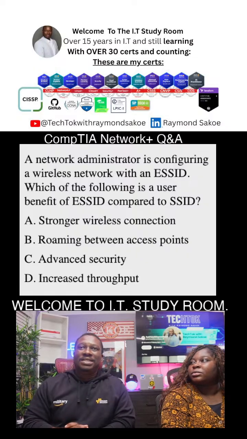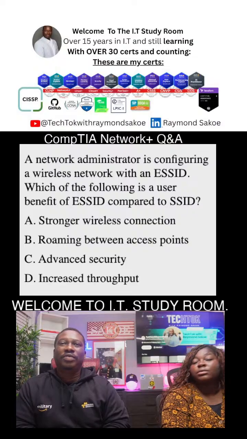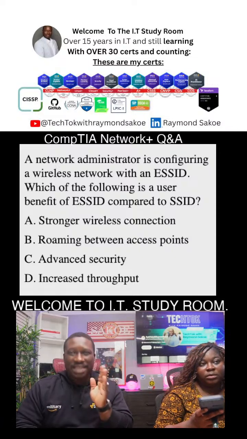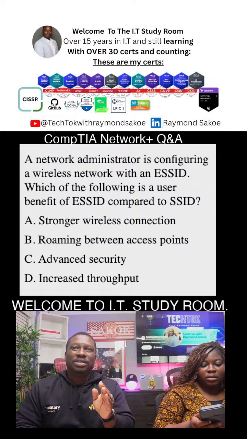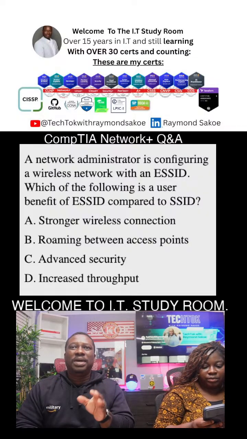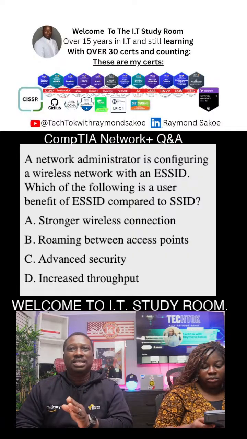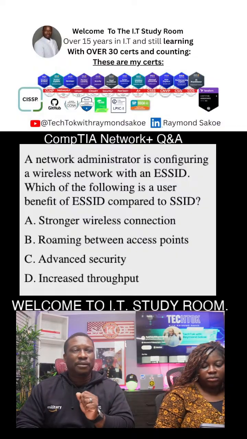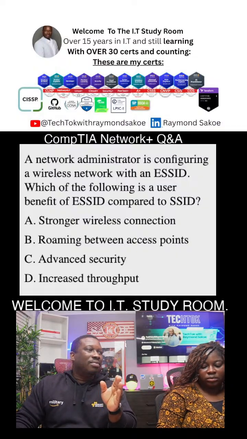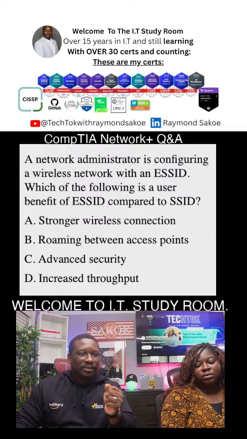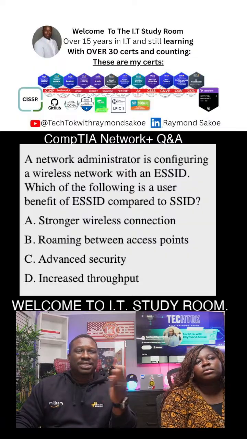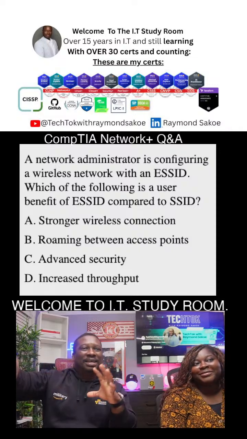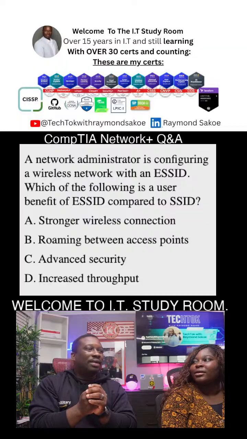So it says a network administrator is configuring a wireless network with an ESSID, extended service set identifier, right? Which of the following is a user benefit of ESSID compared to SSID? Right, so extended service set identifier versus service set identifier. Service set identifier is just the name of a router, or wireless access point, right? So if you have one, it's service set identifier. However, if you have a mesh, I think remember we talked about mesh yesterday. Mesh wireless access point, right? You want them to have the same exact name, right?